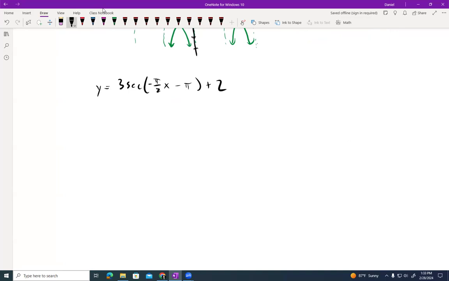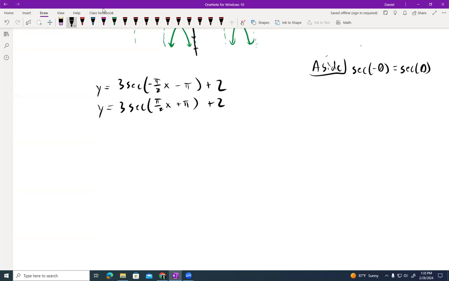Now, again, I have this b that's negative, but I always have my formulas with b being positive. But let's note here that cosine and secant are actually even functions. So secant of negative theta, because it's an even function, will just be equal to secant of theta. So if I factor out this negative from the inside part right here, I get that this is really the same thing as y equals 3 secant of positive pi over 2 x plus pi, plus 2. Just factoring the negative out and then saying, now we can ignore that negative sign. Fair enough. Even function.